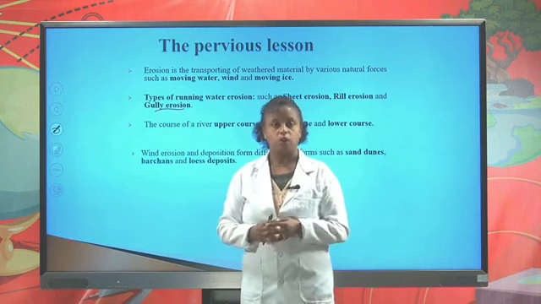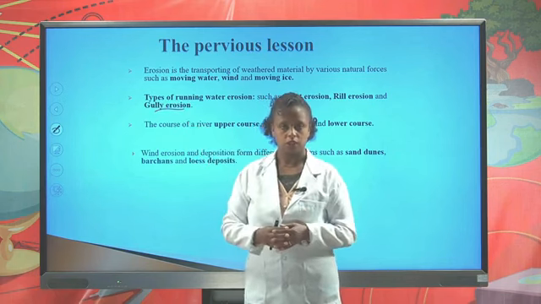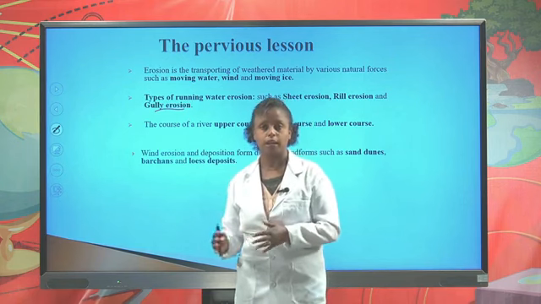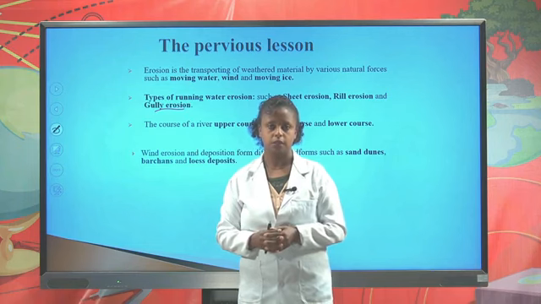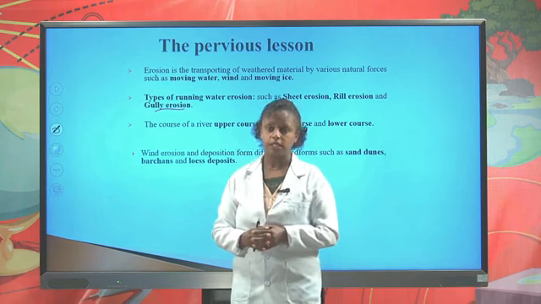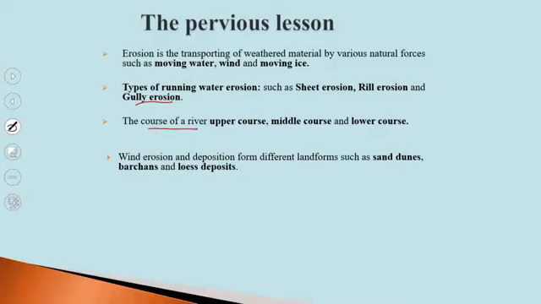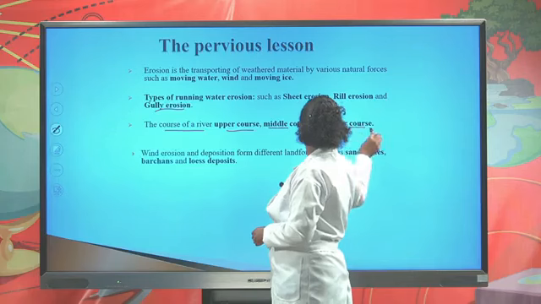Gully erosion forms deep and wide gorges. Most of the time, gully erosion occurs when poor agricultural activities are practiced. In the previous lesson, we also discussed the course of the rivers. There are three courses of the river: upper course, middle course, and lower course.